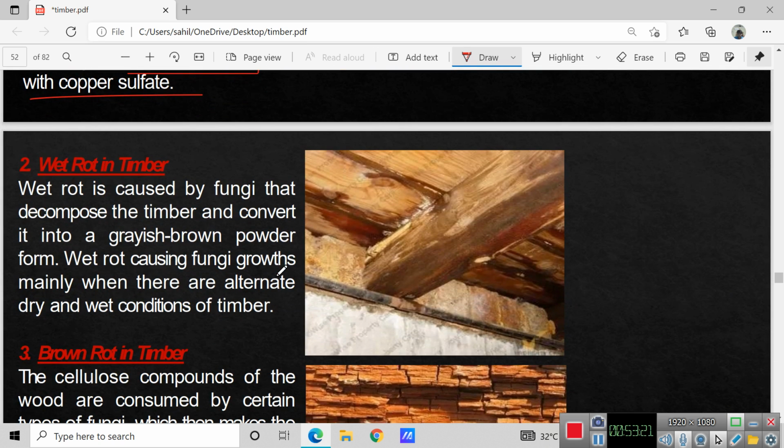Our next defect is wet rot in timber. Wet rot is caused by fungi that decompose the timber and convert it into grayish brown powder form. Wet rot causing fungi grows mainly when there are alternate dry and wet conditions of timber. So you can see here is the defect in the timber, which is known as wet rot, caused by the fungi due to the on and off contact of moisture with this wood.